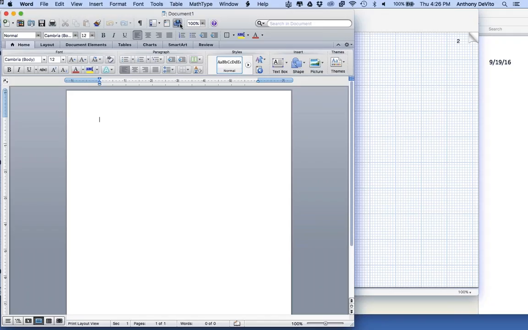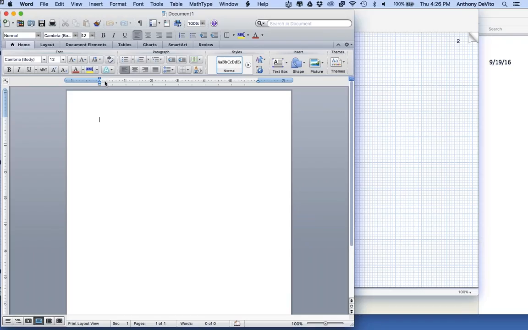Okay, so for you guys online, the problem we're talking about is on some Mac installations, when you try and paste a graphic into Word, it doesn't appear in Word. It's really there, it's just you can't see it.